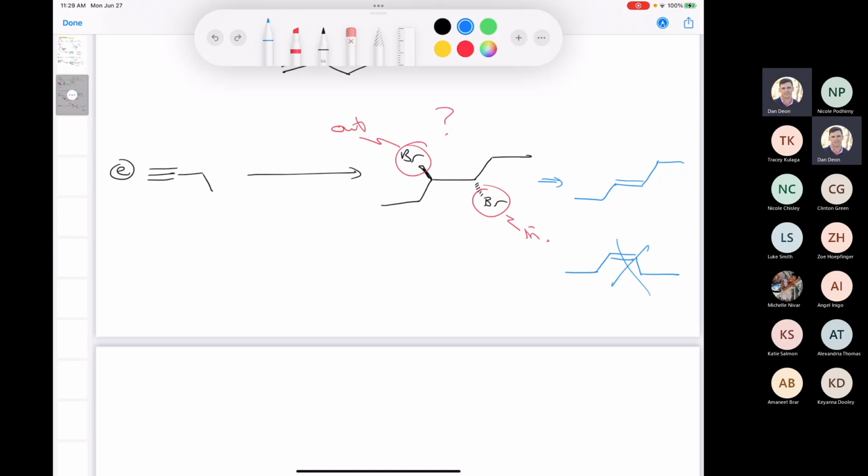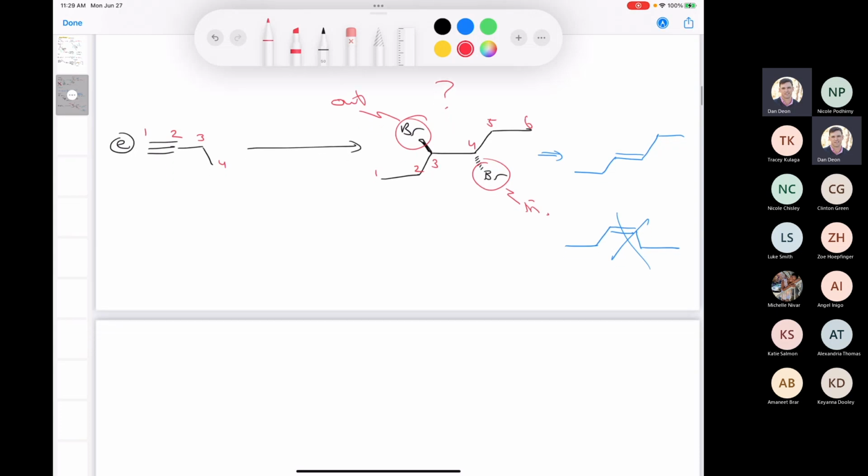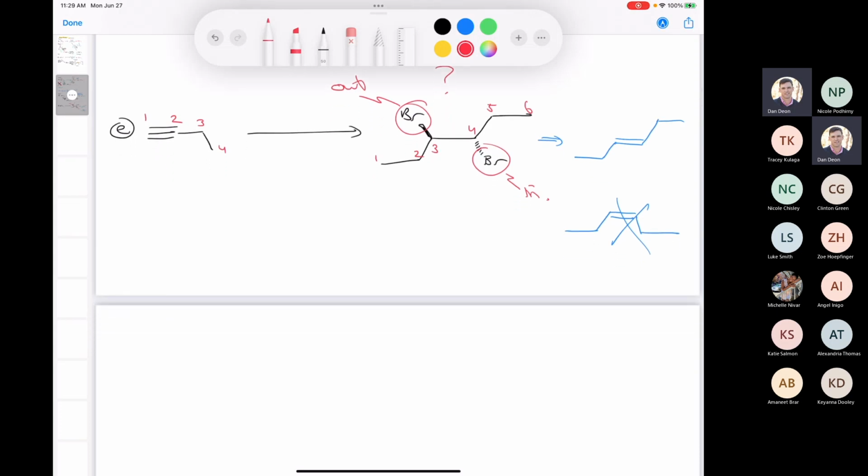Therefore, the question becomes, number one, we don't even have enough carbons. We've only got 1, 2, 3, 4. Here you have 1, 2, 3, 4, 5, 6. We've got to add 2 carbons, and then we've got to reduce to a trans alkene. So I'm kind of running out of space here. The first thing we're going to do is add the 2 carbons. We already saw how to do that this morning.